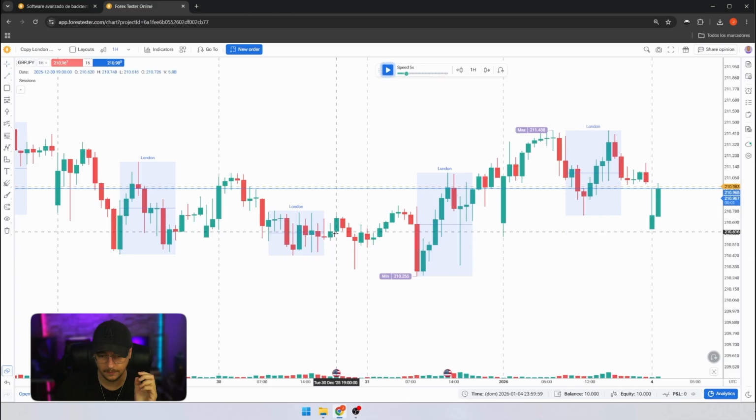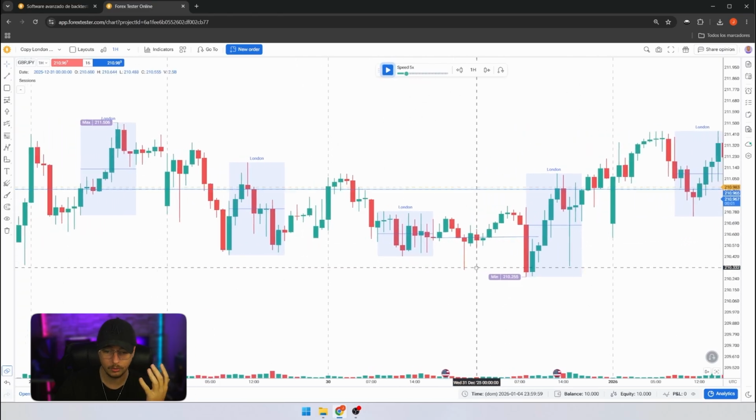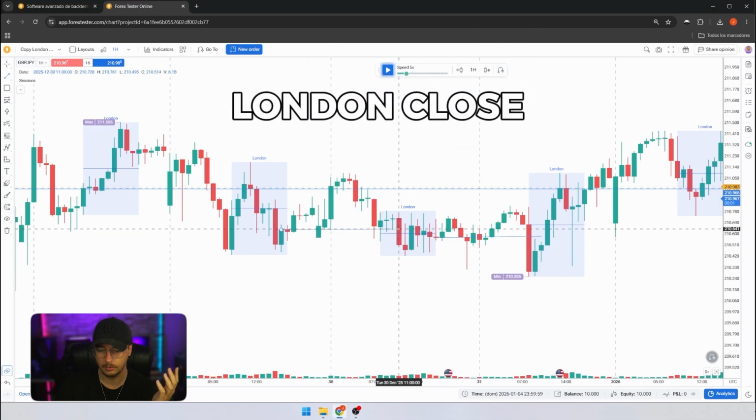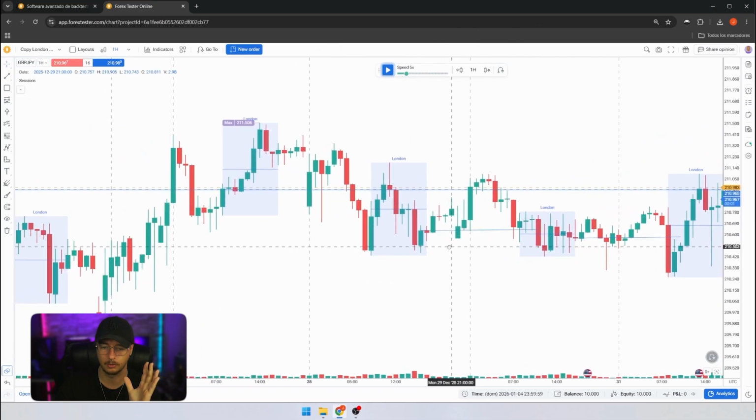Sometimes you can see right here that we have this London close and the price opened above here and dropped down to this one here. So we're always going to find this connection, or at least nearly always. Here we can see that this is the London close, and in this case the London Open was just near it. It was virtually at the same spot.